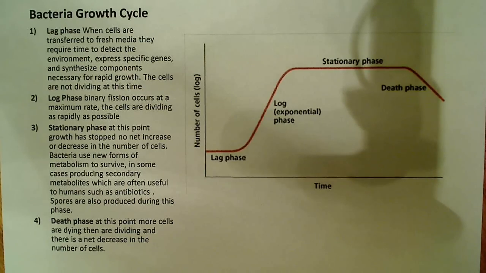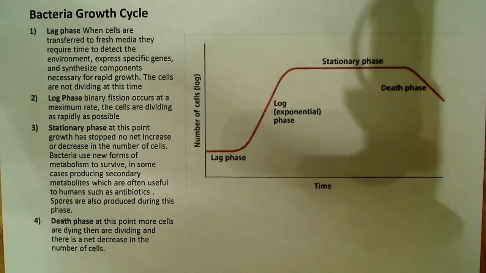They call this a chemostat. It keeps the bacteria in a stationary phase so that they can continue to produce whatever secondary metabolite is useful to humans, and it can be extracted then and used for that purpose. And also at this point, spores are formed. The stationary phase is where you might find the formation of endospores.